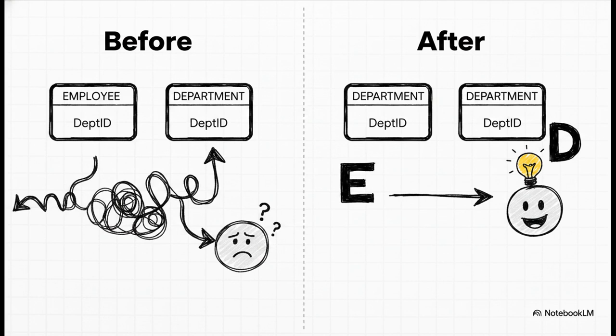So by giving employee a short alias like E and department an alias of D, our code becomes crystal clear. E.deptID equals D.deptID. It's shorter, it's unambiguous, and trust me, it is absolutely essential for writing complex queries that you and other people can actually understand later.